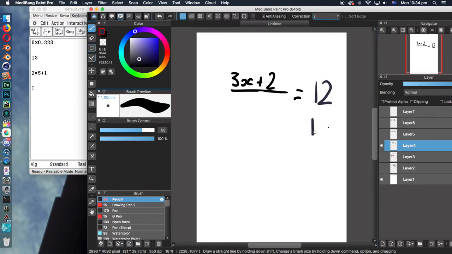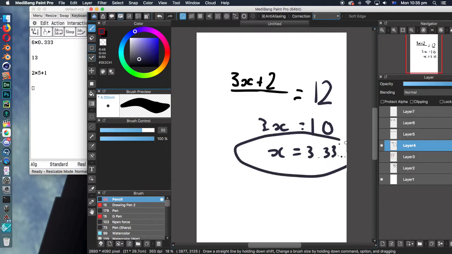So it equals 10, and 3x equals 10. And 3 divided by 10 equals... no, it's the other way. Oops, accidentally divided. 10 divided by 3 is 3.3 recurring. And now we have found x. So x equals 10/3, or 3.3.